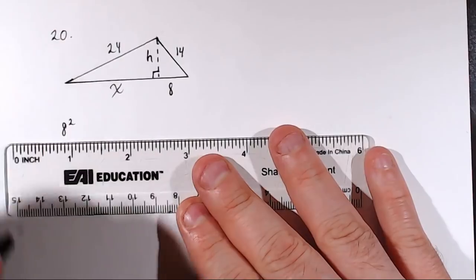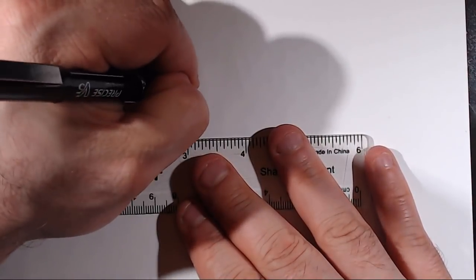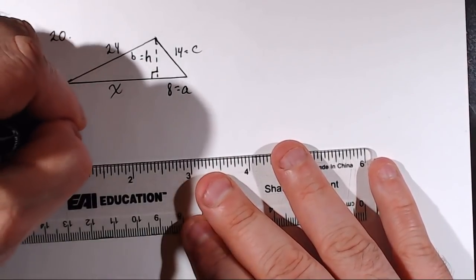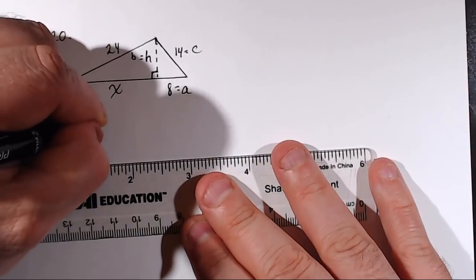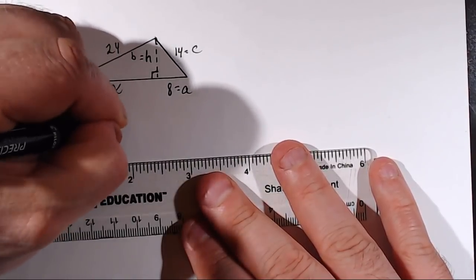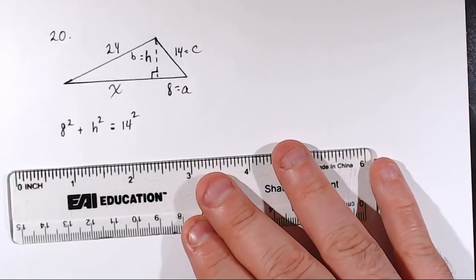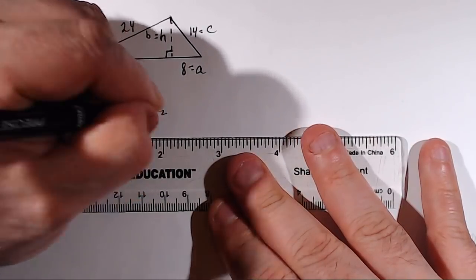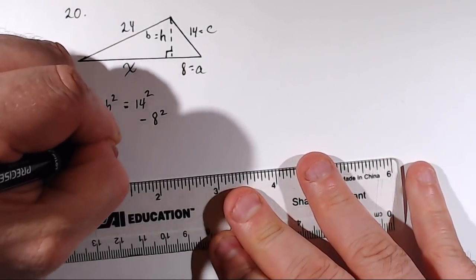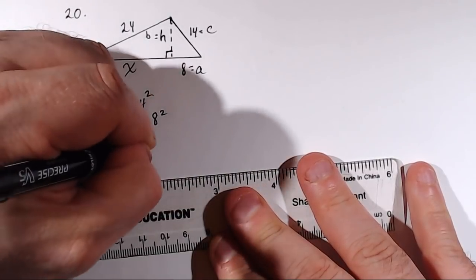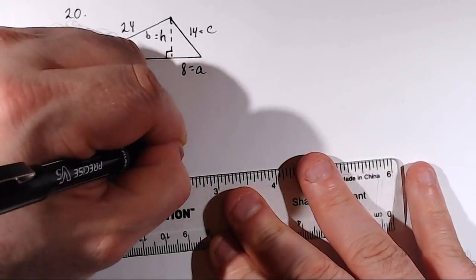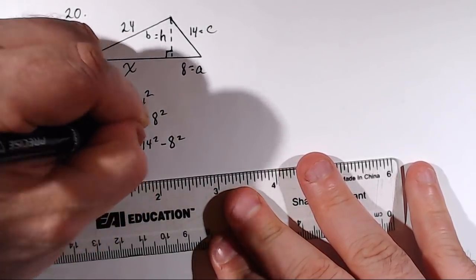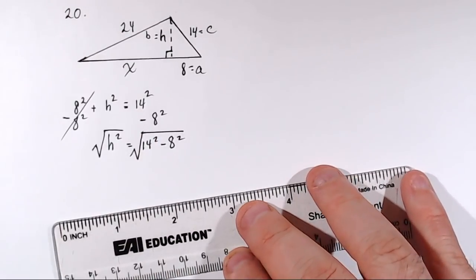8 squared, because it's a squared plus b squared equals c squared. I can make this a, and this will be b, and this will be c. So 8 squared plus h squared equals 14 squared. Okay, so I'm going to subtract 8 squared from both sides, and I get h squared equals 14 squared minus 8 squared. And to get h by itself, I'll take the square root of both sides.